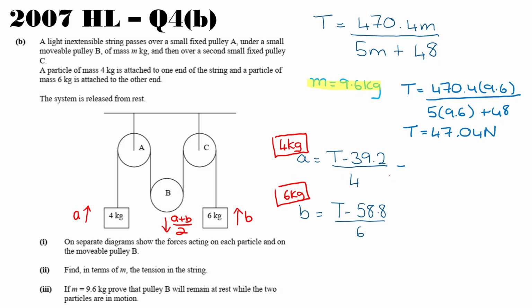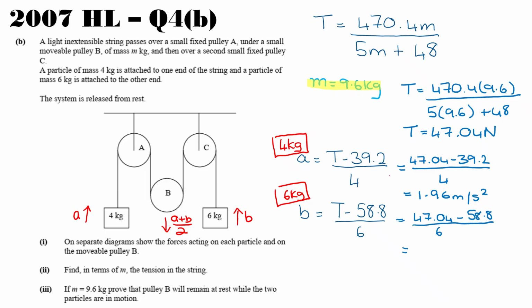We can then work out our acceleration by subbing in our 47.04 minus 39.2 all over 4, and that gives us 1.96 meters per second squared. For B, we get 47.04 minus 58.8 all over 6, and that equals minus 1.96 meters per second squared.